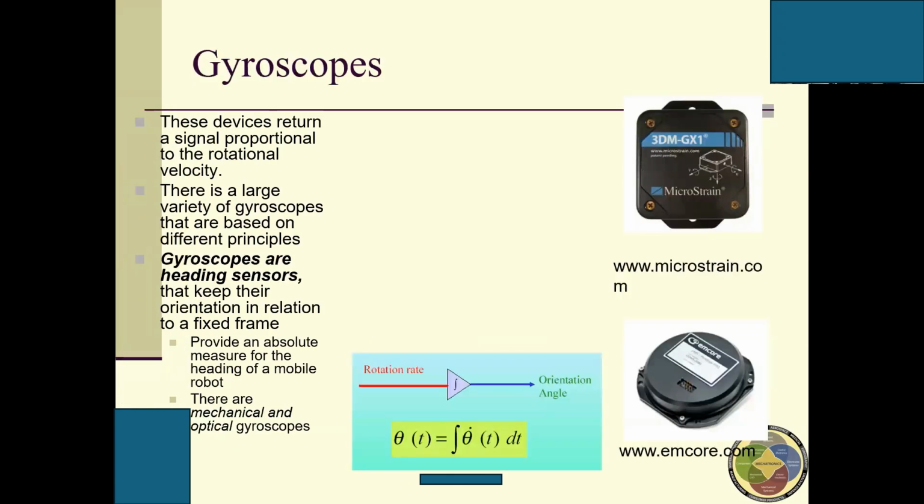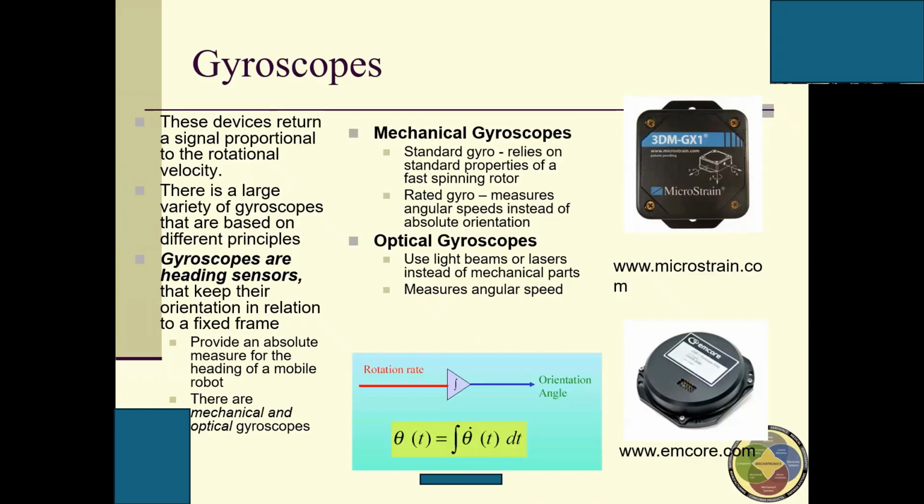This is a gyroscope. This device returns a signal proportional to the rotational velocity. This is a package, and you can buy this gyroscope from this website. There is a large variety of gyroscopes that are based upon different principles. Gyroscopes are heading sensors that keep their orientation in relation to a fixed frame, and so they provide an absolute measure for the heading of a mobile robot.